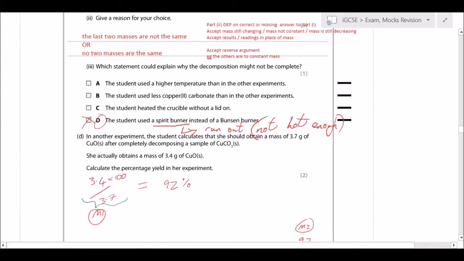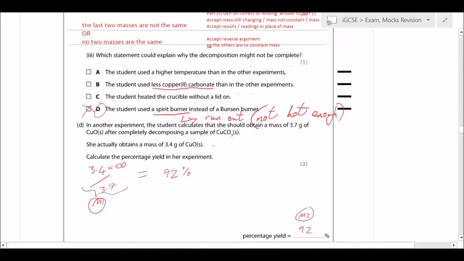Whereas if we look at the other ones, the student used a high temperature. Well, that's not going to stop the reaction from completing. In fact, that's going to help complete the reaction because it's a high temperature. The student used less copper carbonate. Well, that's also going to help because there's less mass there to heat, so it'll heat quicker. And the student heated the crucible without a lid on. That's not really going to have an effect, as it's still going to get the same amount of heat.